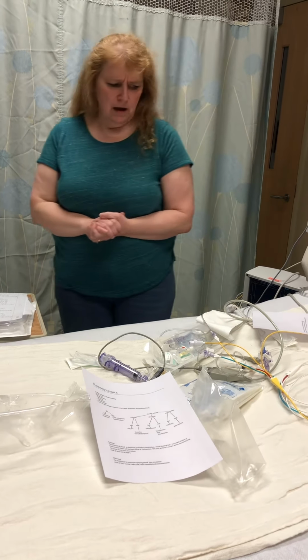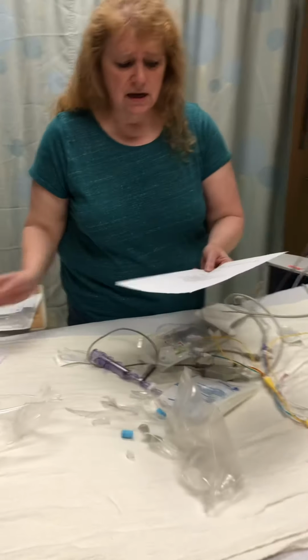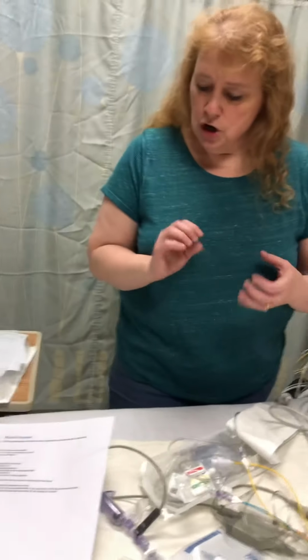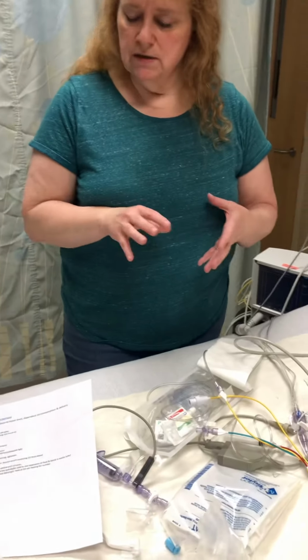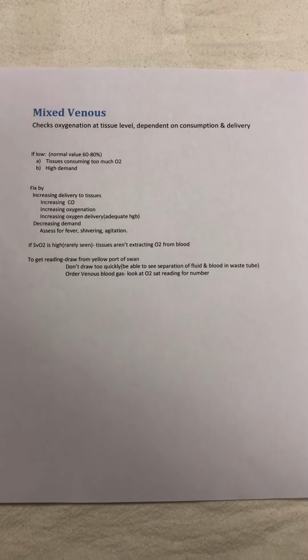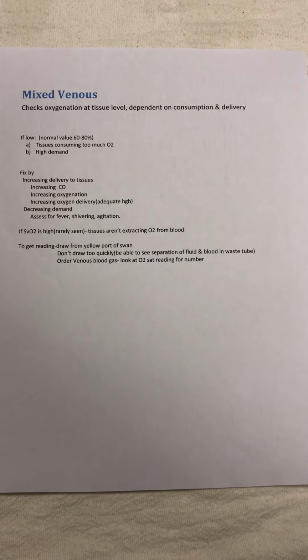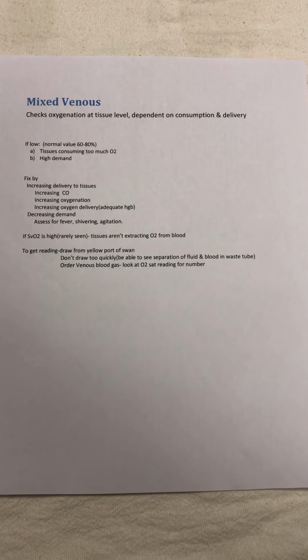And one more thing I wanted to go over is the mixed venous. The mixed venous is about your microcirculation. When you're looking at your mixed venous, it tells you what's going on at the tissue level. Cardiac output is basically how much blood is flowing through. Mixed venous tells you what's going on at the tissue level. Is the blood getting to the tissues which your body needs?